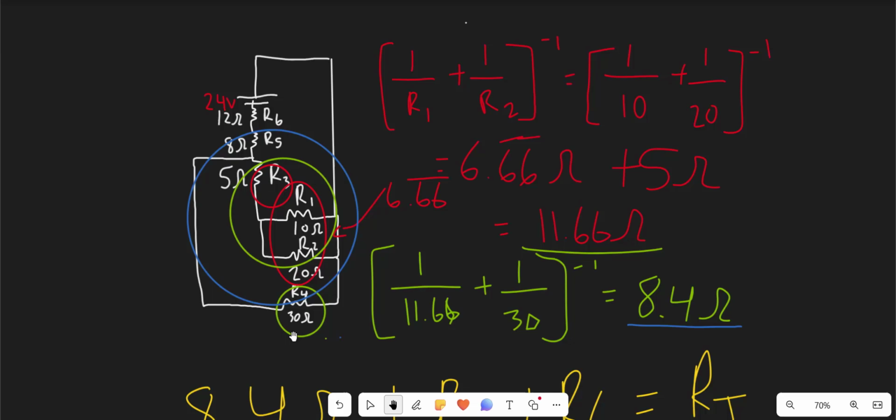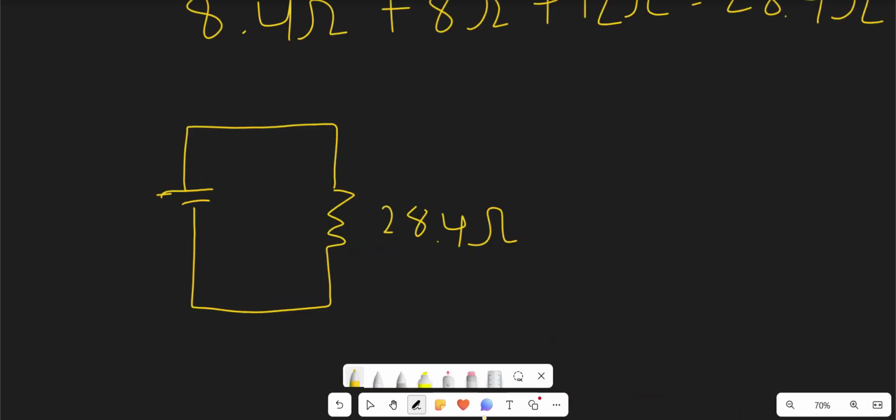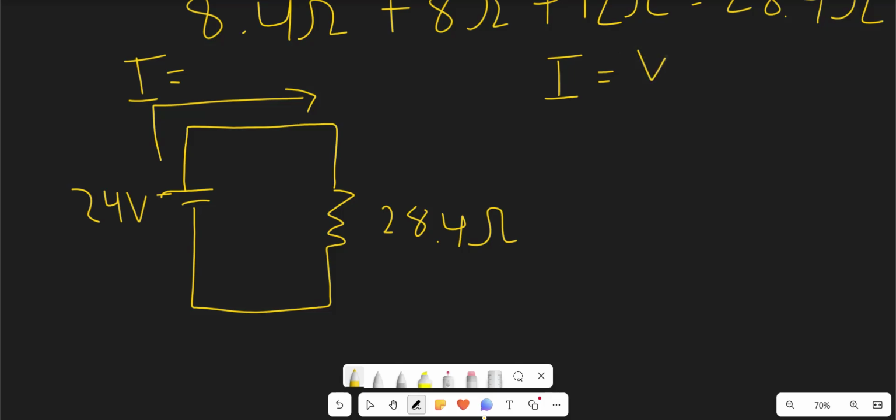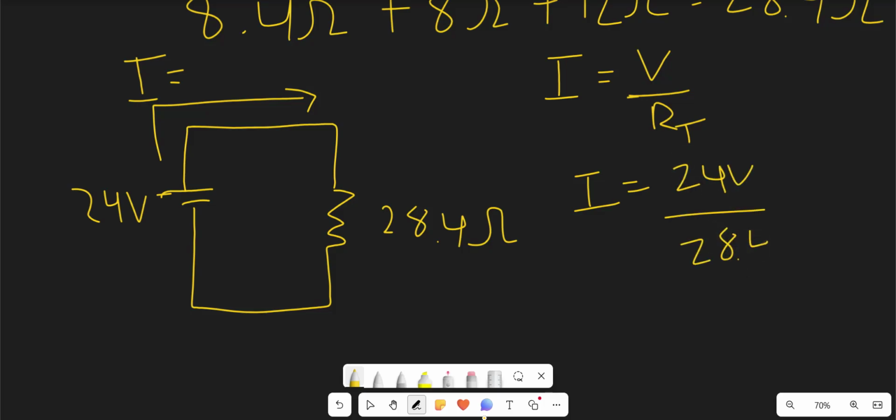So I hope I'm able to get that point across to you guys in this video. So once again, we have the 24 volt battery right here, and we're going to have some amount of current flowing throughout the circuit, which we don't know what it is yet, so that's why we're going to solve for it. So going back to Ohm's law, current is simply the voltage divided by the resistance, or the total resistance if you're dealing with more than one resistor. So the current is going to be 24 volts divided by 28.4 ohms, which will come out to be around 0.845 amps. So that's how much current we have flowing through this resistor.